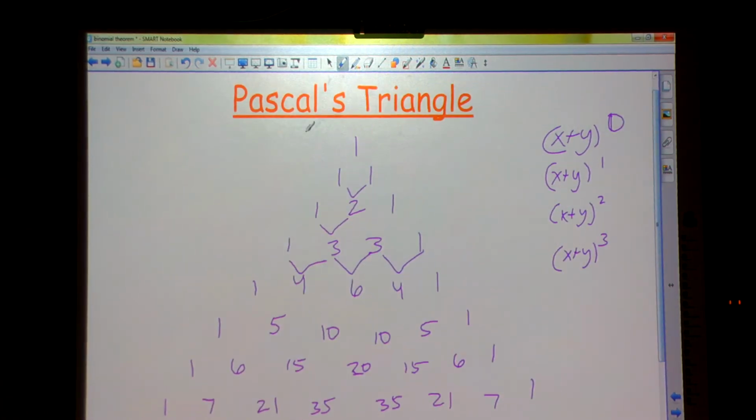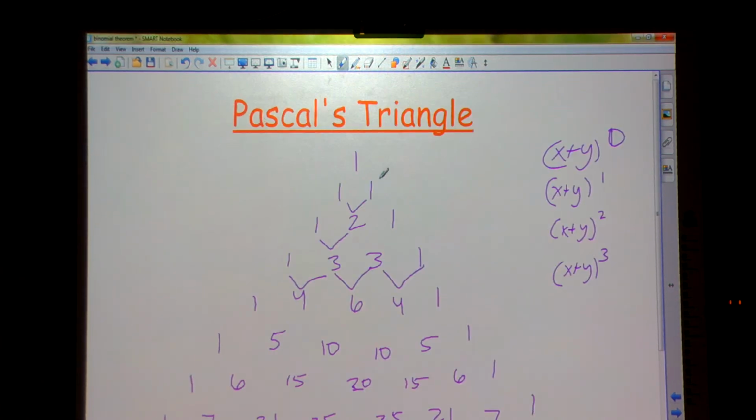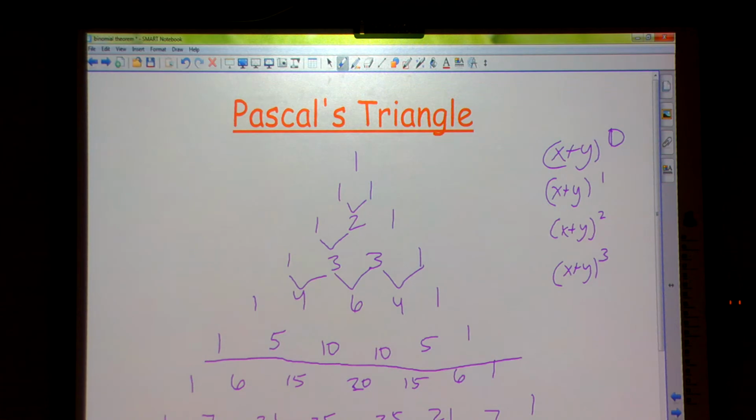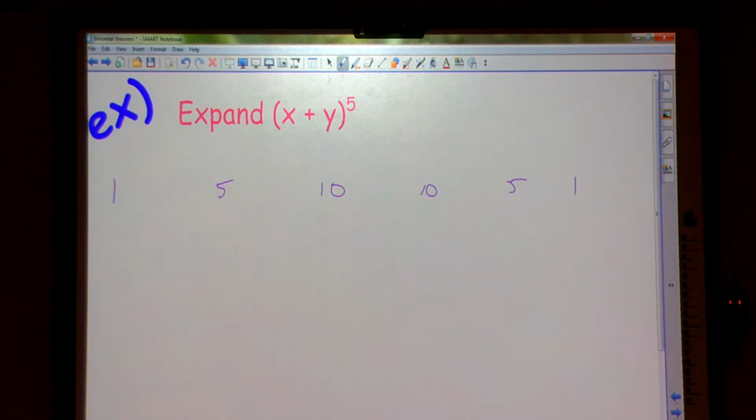But now let's actually use this. Okay? Just remember it starts off with x plus y to the nothing. This is first power, second, third. So if I want to expand x plus y to the 5th, I don't want to multiply that out. Here's how I do it. I look at my triangle. I go down to the 5th power. So 0, 1, 2, 3, 4, 5. This row right here is what I want. Those are my coefficients. So I'm going to leave a little room. I'm going to write my coefficients down. 1, 5, 10, 10, 5, 1.